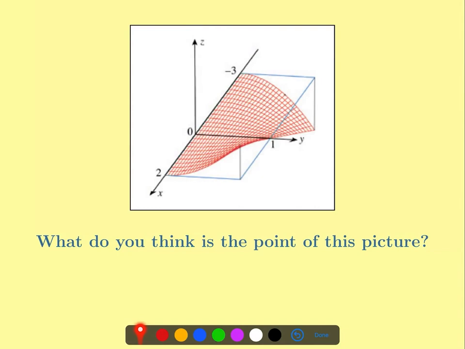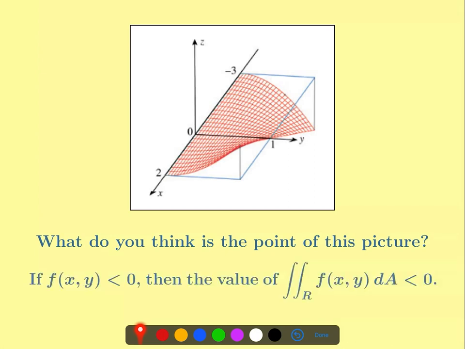Now, what do you think the point is of this picture? You can see that some of this surface we're looking at goes below the xy plane. So what would that mean? Well, remember when you had an integral in a single variable and the function was below the x-axis, that area that we'd compute wasn't the same thing as the integral. The integral turned out to be negative. It was minus that area. So the same thing happens here.